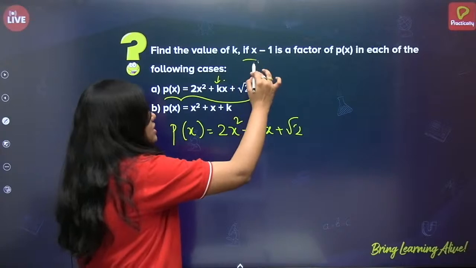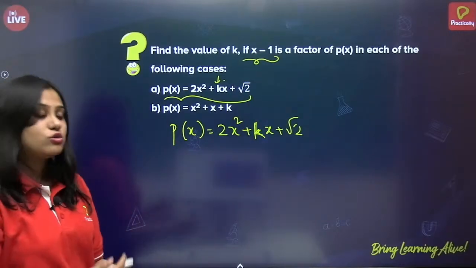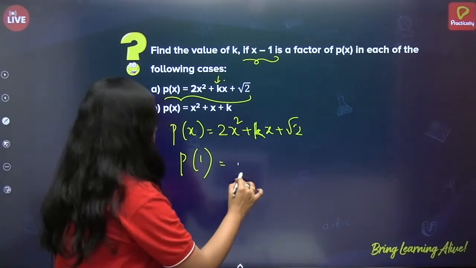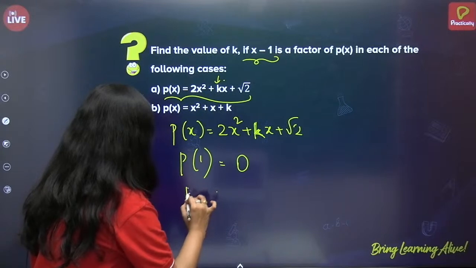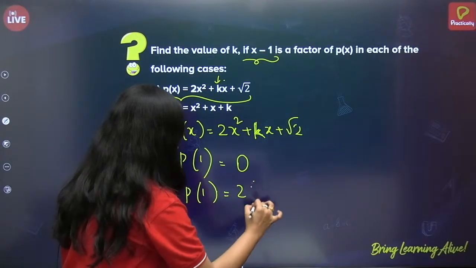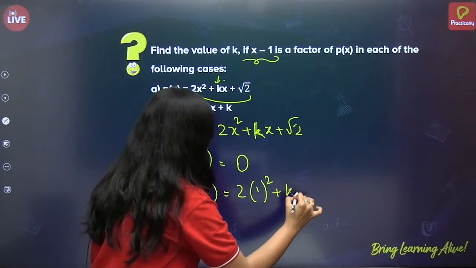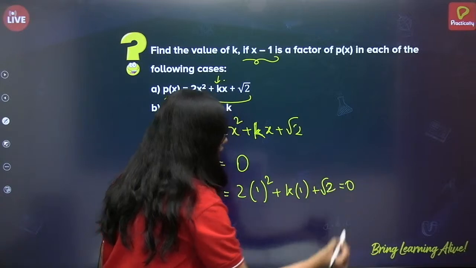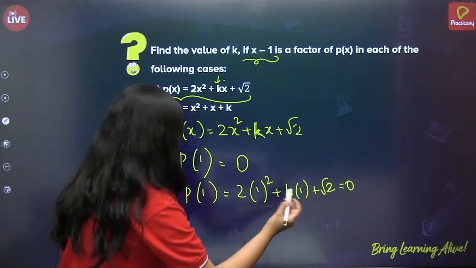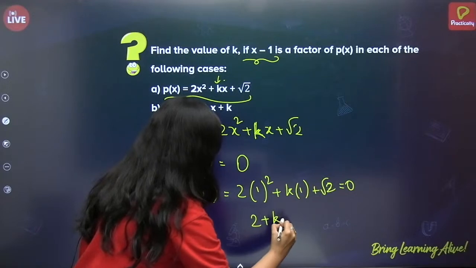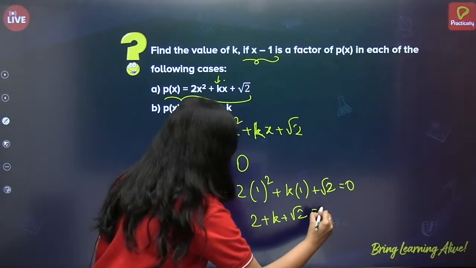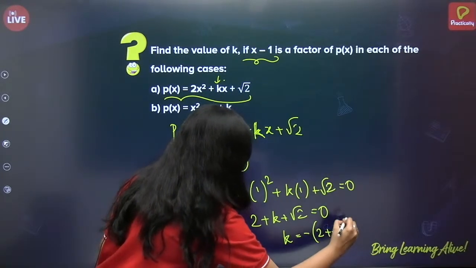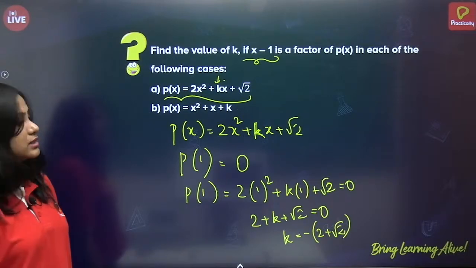Now x minus 1 is the factor. So if I substitute, what is p of 1? P of 1 should be equal to 0. Now substitute. P of 1 is equal to 2 of 1 square plus k of 1 plus root 2 is equal to 0. So 2 plus k plus root 2 is equal to 0. K is equal to minus of 2 plus root 2. Very easy. It's very simple.